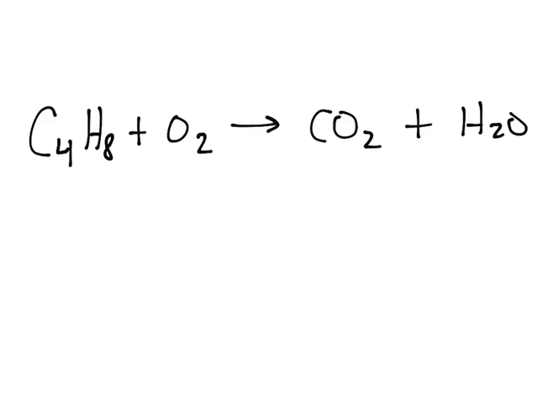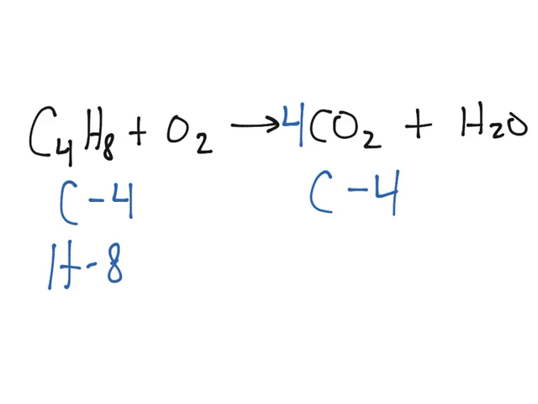You have 4 carbons on the left. In order to have 4 on the right, we've got to put a 4 here. That'll give us 4. Now we can address the hydrogens. On the left, there are 8 hydrogens. So on the right, since they're coming in sets of 2, you'll need 4 sets of 2. That gives you 8. On the left, you have 2 oxygens.